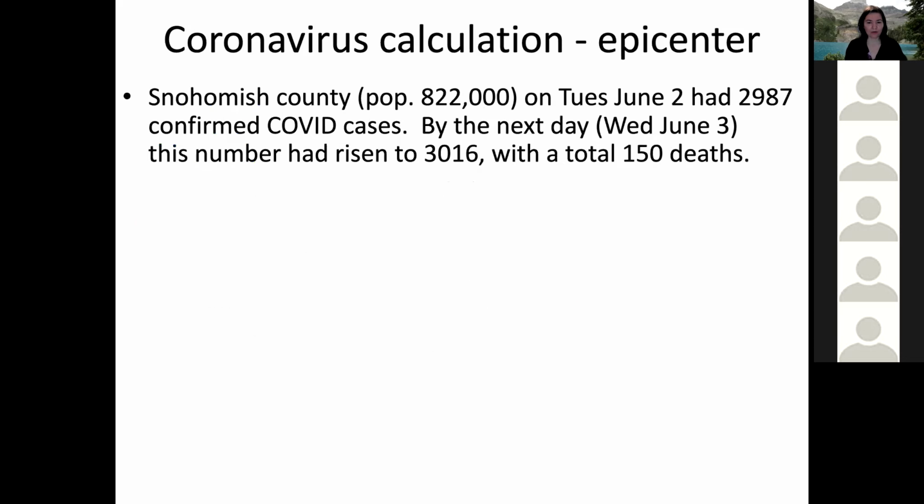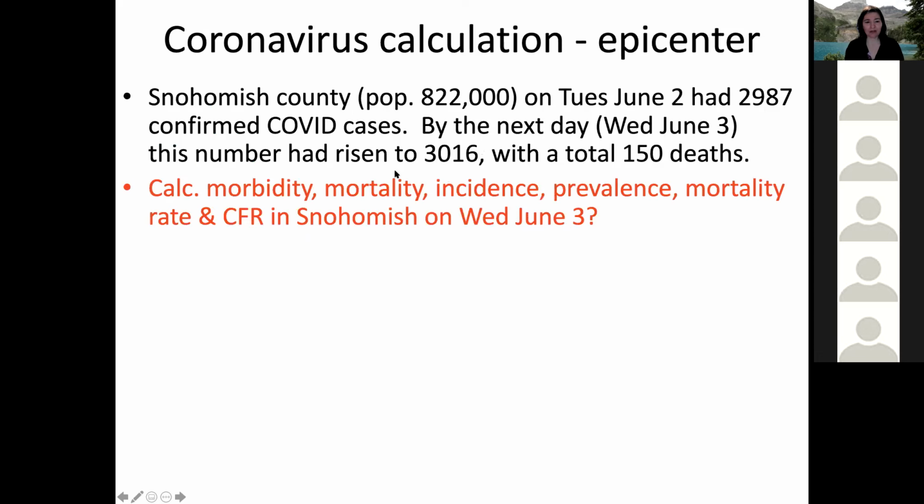So the example that we used to calculate some of those things was, suppose that we were looking at the whole population of our county of Snohomish. And on this day, there was this many cases of COVID, and on the next day, there were this many, and this is how many people had died. How do we figure out all these things?